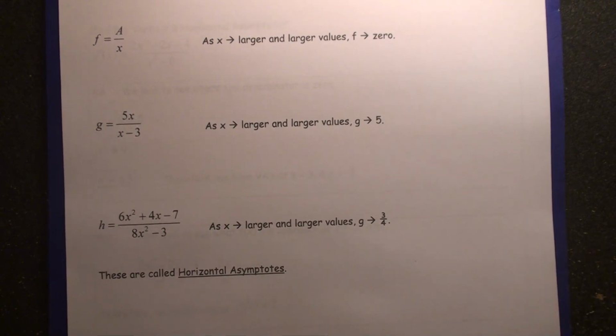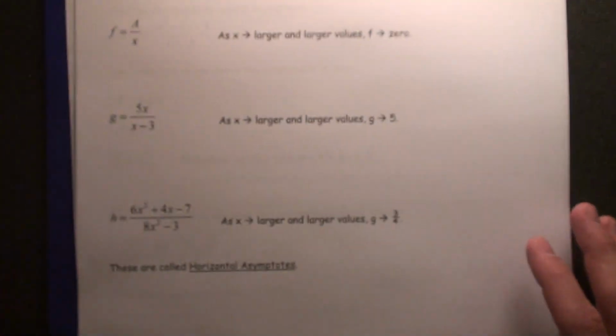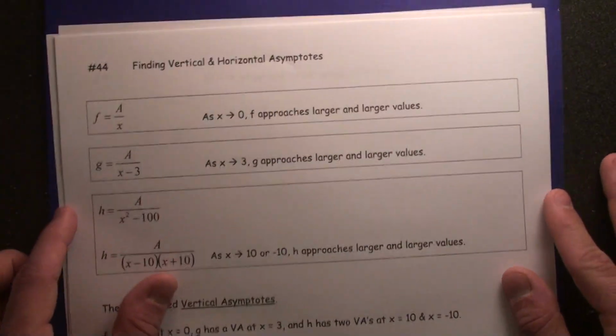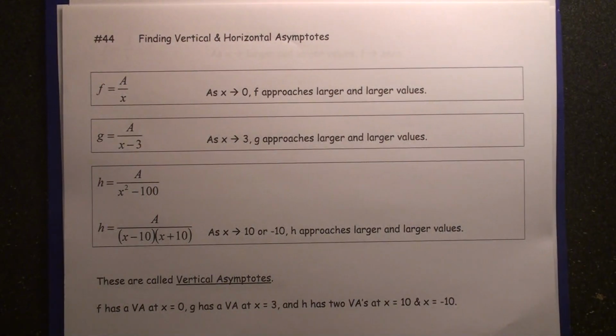So what we're going to do is break this up into two parts. This is the first part of our video, and we will come back and answer more questions on finding vertical and horizontal asymptotes.